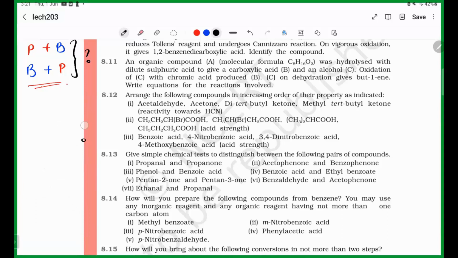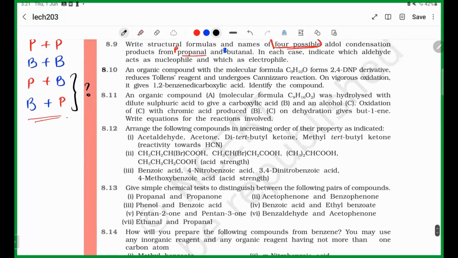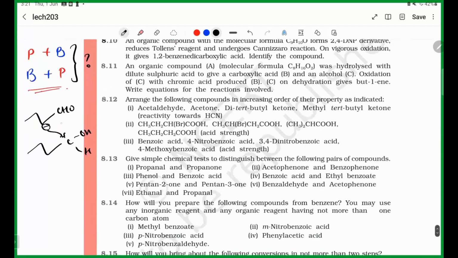Similarly, there is the possibility of butanal and butanal. Butanal and butanal will look like that. You get a negative charge, the base attacks, the CHO becomes CHOH instead, and then you have a bond. So this is the aldol product.